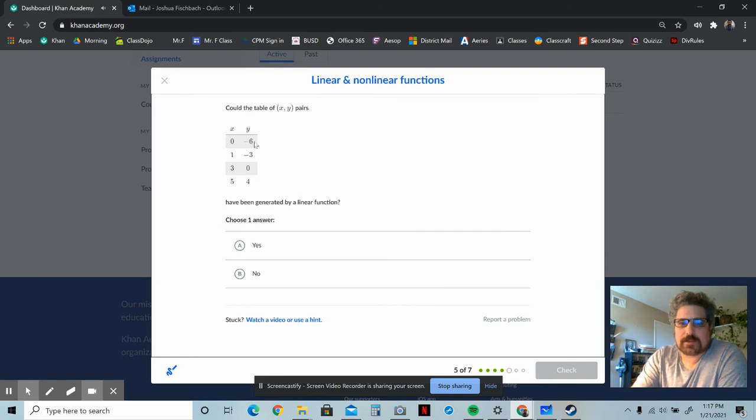This one, you're going to ask yourself, is the slope constant? So from -6 to -3, you'd add 3. From 0 to 1, you'd add 1. So that's 3 over 1, right? Change in y over the change in x. 3 over 1, that's 3. From -3 to 0, you'd add 3. From 1 to 3, you'd add 2. Well, this is going to be 3 over 2. Now, 3 over 2 is not the same as 3 over 1. So that means the slope is changing. The ratio of change in the y over the change in x is not constant, so it's not a linear function. So this would be B, no.